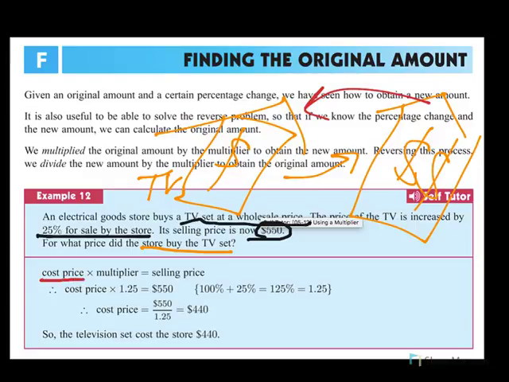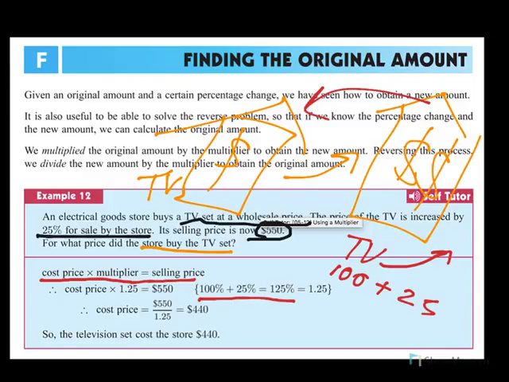You have the cost price times the multiplier, which equals the selling price. The multiplier, as you've learned before, is 1.25. How do we get 1.25? Because the price has been increased by 25%. So we know the price of the TV is 100 plus 25, which gives you 125, and as a decimal, that would be 1.25. This is our multiplier.